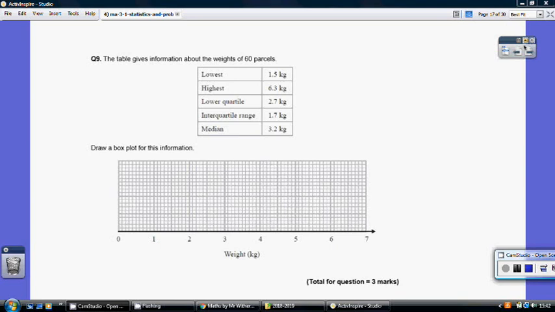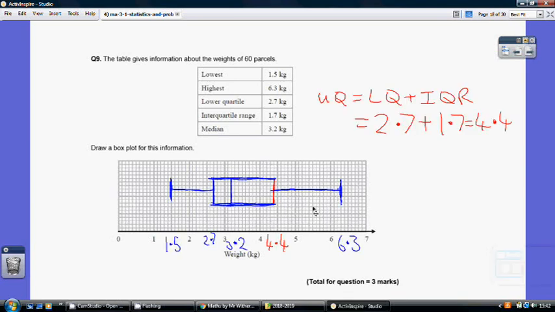Question 9. So just filling in the box plot. So our lowest value is at 1.5. Our lower quartile, so where the rectangle begins, is at 2.7. The median is at 3.2, so that's the line inside the rectangle. Now the upper line on the rectangle has got to be the upper quartile.